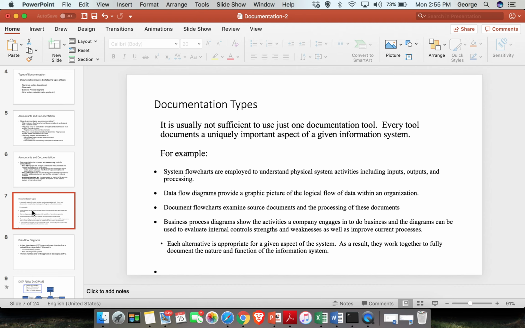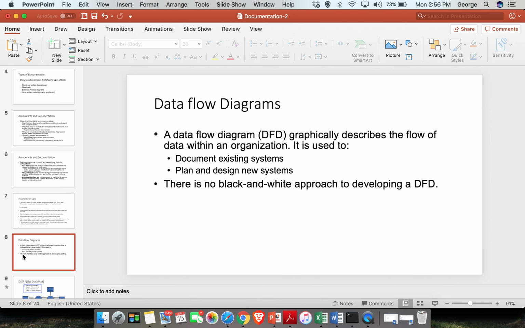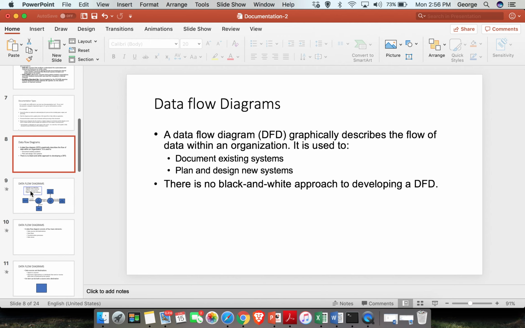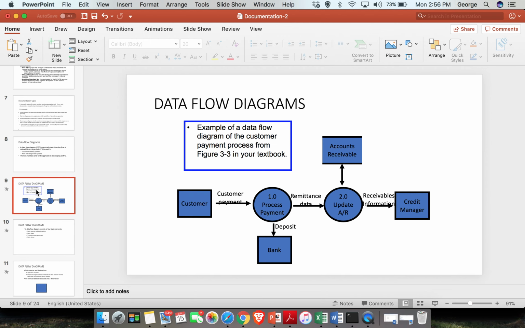And then business process charts or diagrams show the activities the company engages in to do business, so to do their processes. This is a good way to improve processes, and it's also a way to look at internal control within those processes that we're evaluating. All right, so DFD, we're going to look at that now. It graphically describes the flow of data within an organization. It's used to document existing systems and plan and design new systems. There's no one way to develop a DFD, but we're going to go through a step-by-step approach in the next few slides.